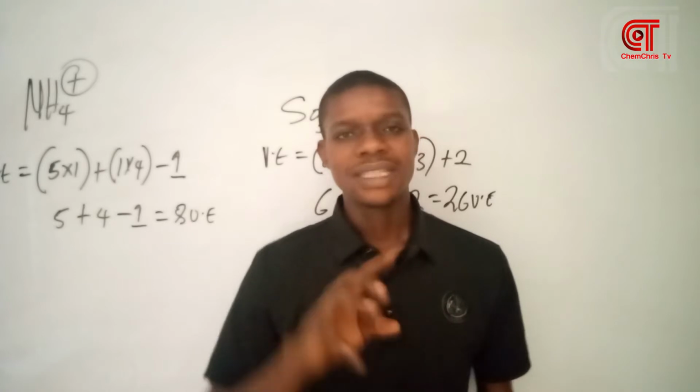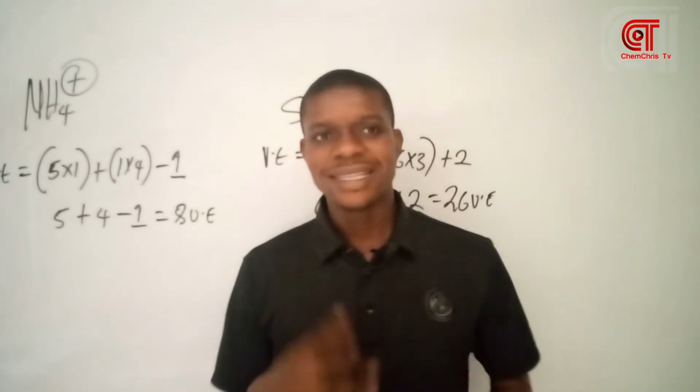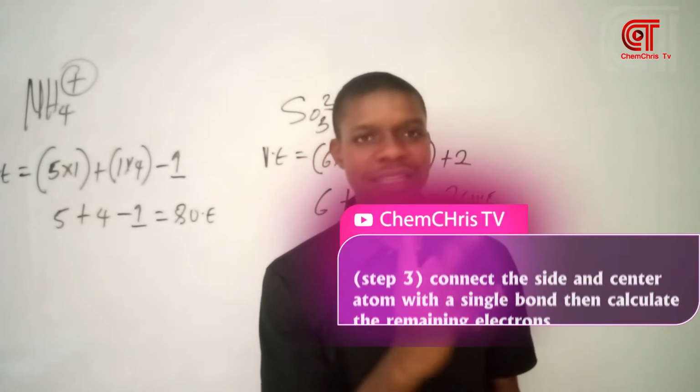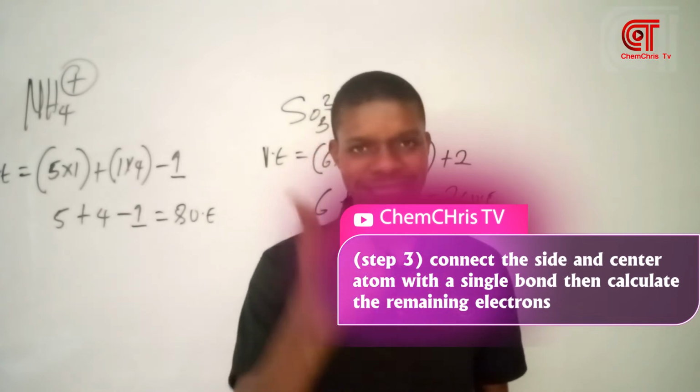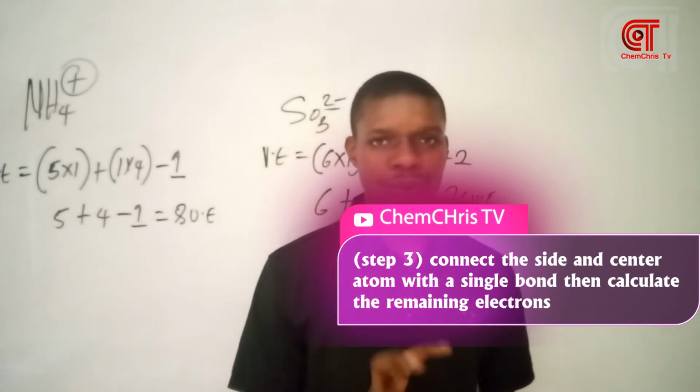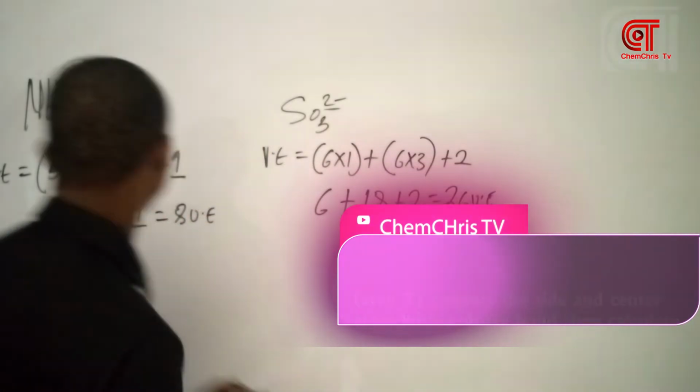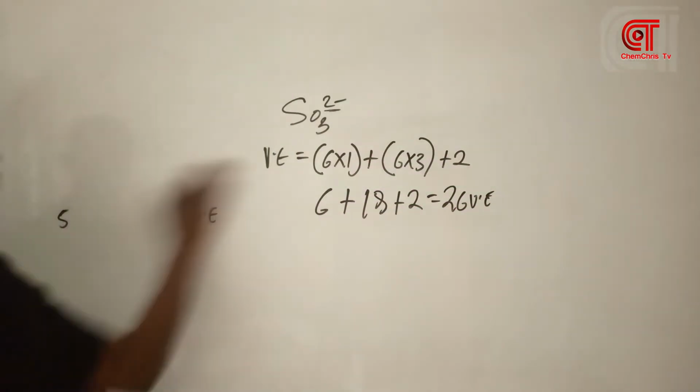Then next, we use step 3. Step 3 is to connect the side atoms to the central atom with a single bond and calculate the remaining electrons. So now let me teach you how to do that, and let me show you how to do that. Now let us take this one again.